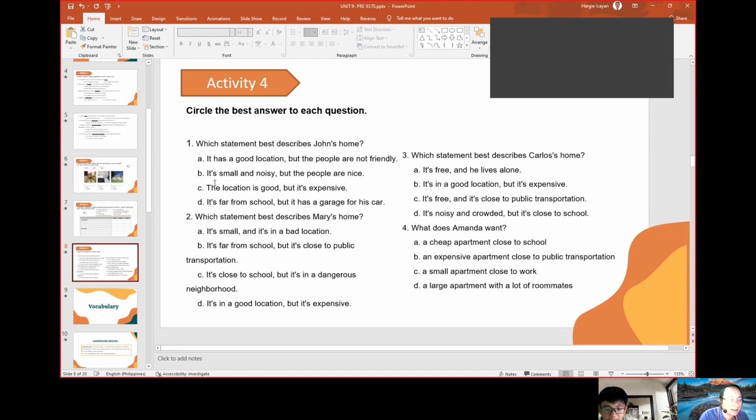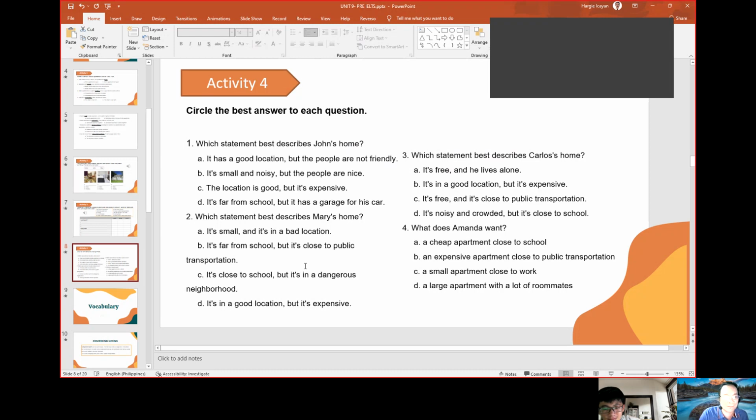Okay, Koi. The first statement that refers to John's home would be: it's small and noisy. That's the negative side, right? Yes. But the people are nice. That's the positive one. So negative and then positive. But in question number two, positive first and then negative last. Now take note of this. We use but. That is how you are going to distinguish between the two statements. Okay, Koi? That's correct.